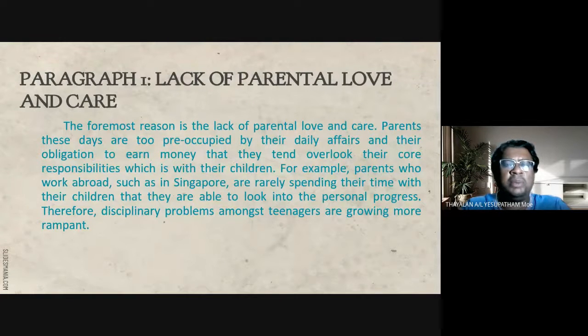Now, paragraph number 1, it is following the MEAL method, but I have not put it in a table, but I've put it in the form of a paragraph, which is how you would also write in the exam. So, lack of parental love and care. Can someone volunteer to read? Can I have a volunteer? Or shall I call on someone? Yeah, go ahead.